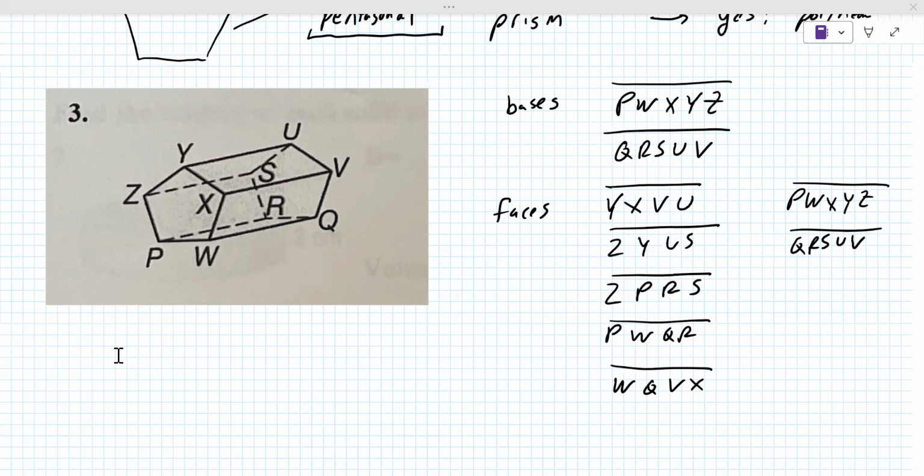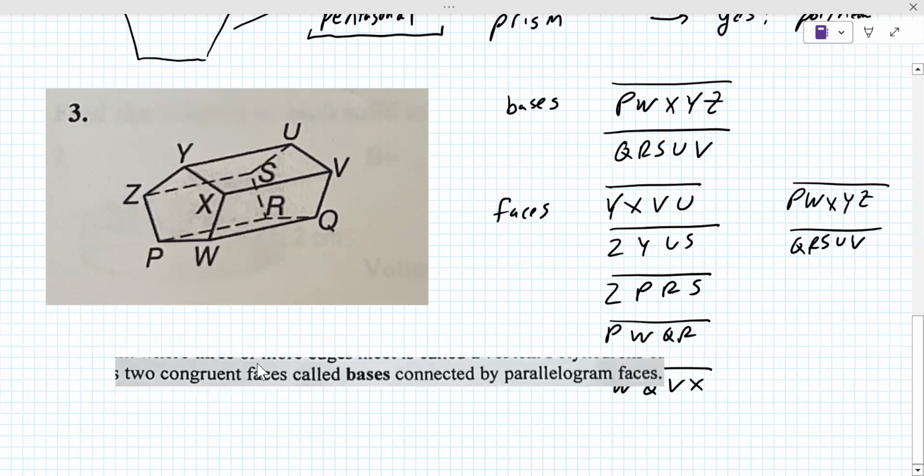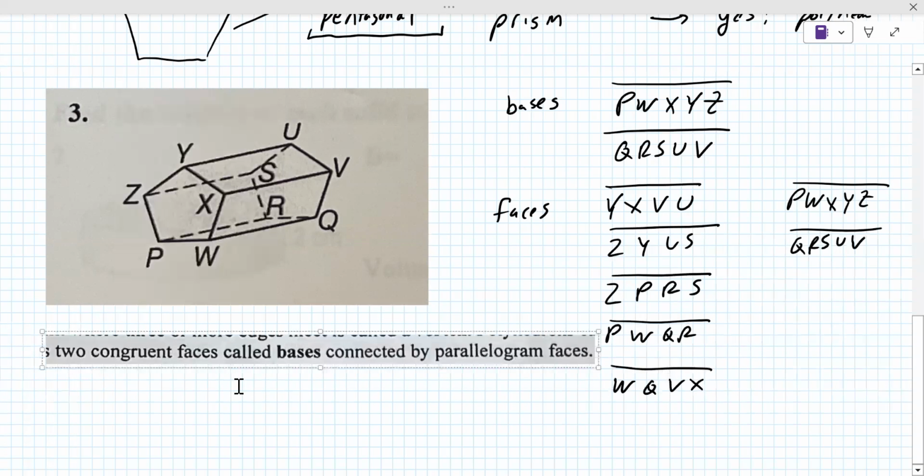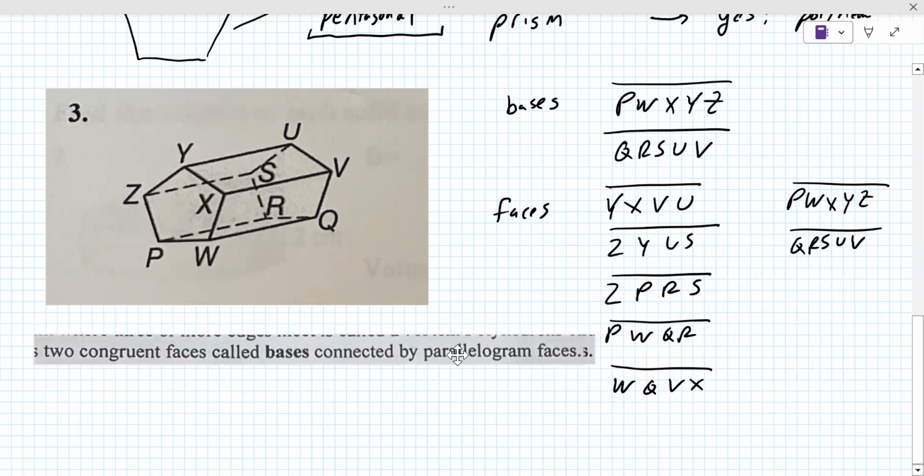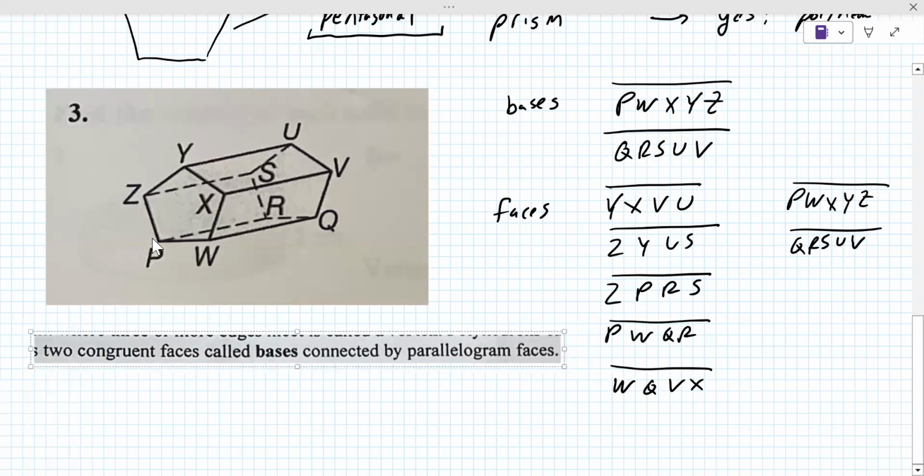There's actually some language here to help clarify the bases. The bases are connected by parallelogram faces. What that means is that the bases are not going to be the rectangular parallelograms here. It's the pentagon, because it's connected by a parallelogram face. Got it. So then vertices, that's the easiest one. It's just all the letters.